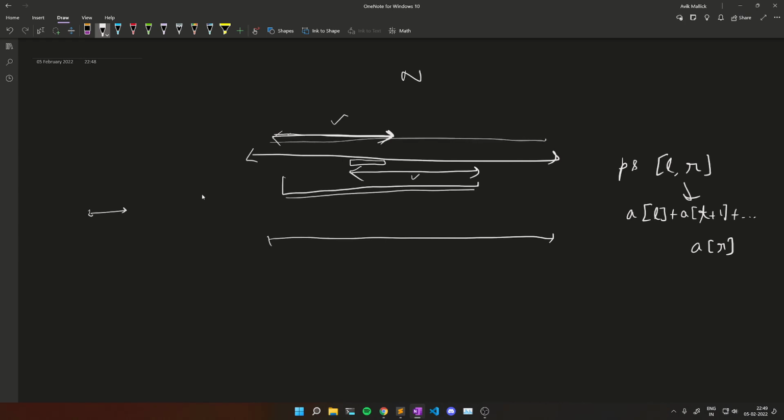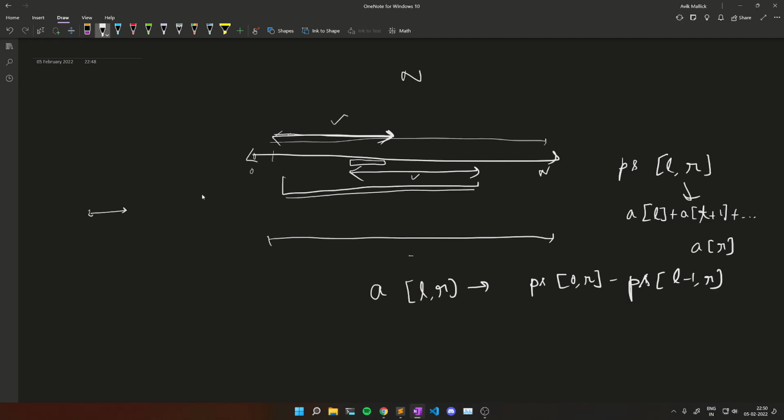which asks us to tell whether we can get the value from index 0 to index n. Not index 0, I mean index 1 to index n, but we will initially start from index 0. Why so? Because let's say A of LR, this value is nothing but prefix sum 0 to R minus prefix sum 0 to L minus 1.